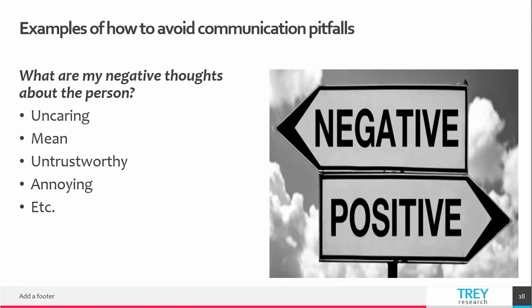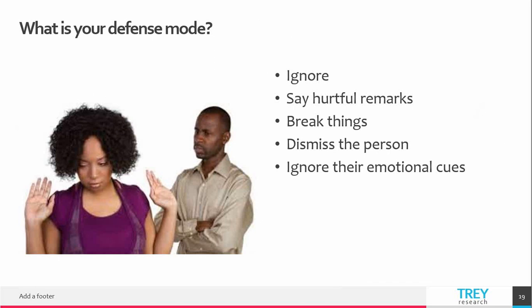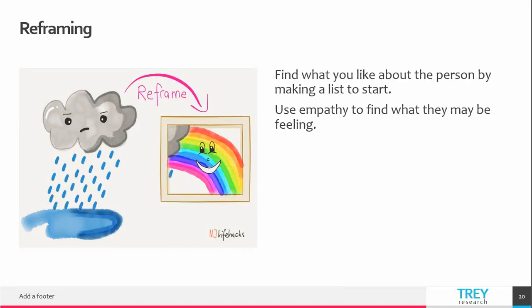So we want to list all of the negative thoughts. And then, of course, we want to understand our defense mode, where we may ignore, we may say hurtful remarks, we may scream, we may break things, we may dismiss the person, we may ignore their emotional cues, right? It's a lot of operating from a place of pain. So how do we transform that pain and gloom and woe-is-me to, you know what, that person isn't all that bad? I mean, after all, we are together, or we are trying to have something together, whatever the case may be. How can we start to see the alternative perspective?